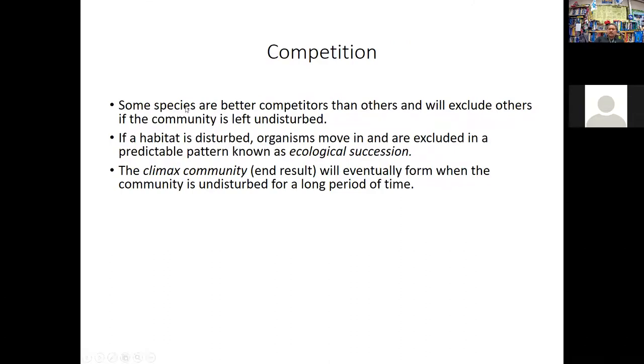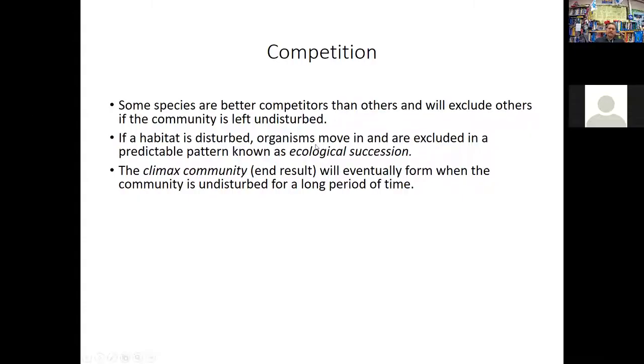Competition. Some species are better competitors than others and will exclude others if the community is left undisturbed. Remember, there's the biological idea of Gause's law of competitive exclusion. And what that says basically is that organisms, when they're competing, will either win or they'll lose and die off, or they'll lose and move away. So those are the outcomes of competition. So there's going to be more competition down lower in the intertidal zone.